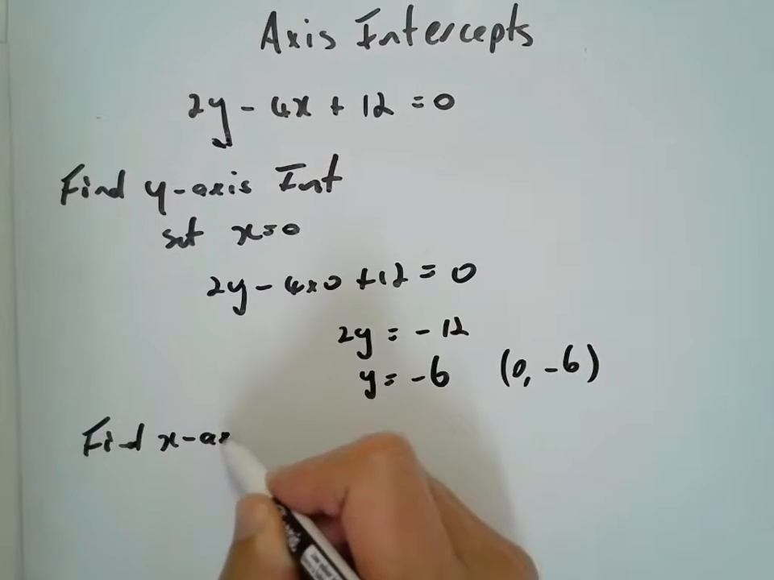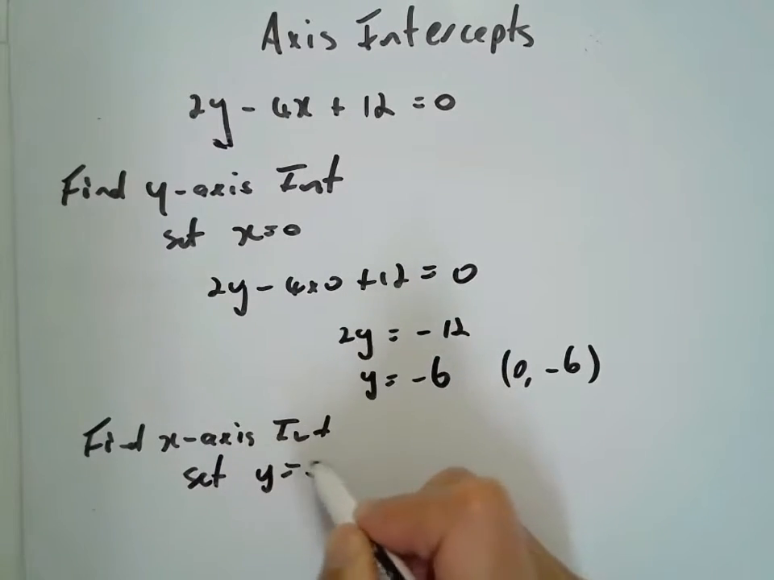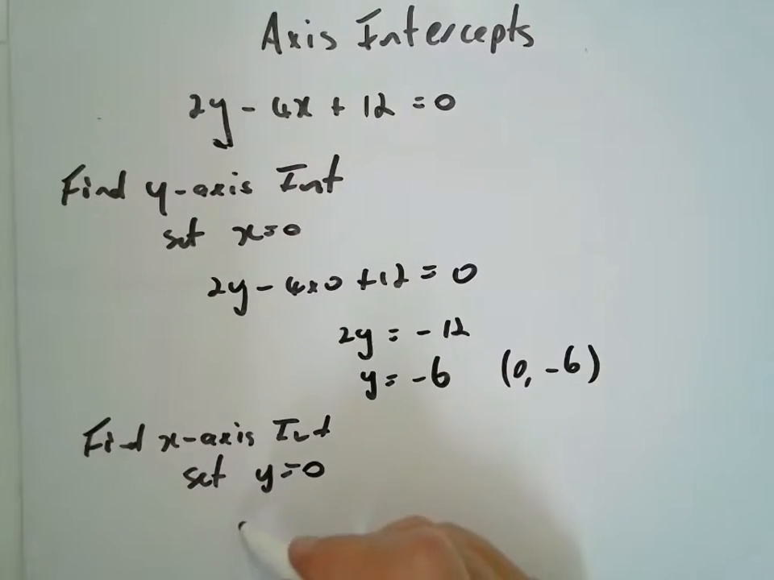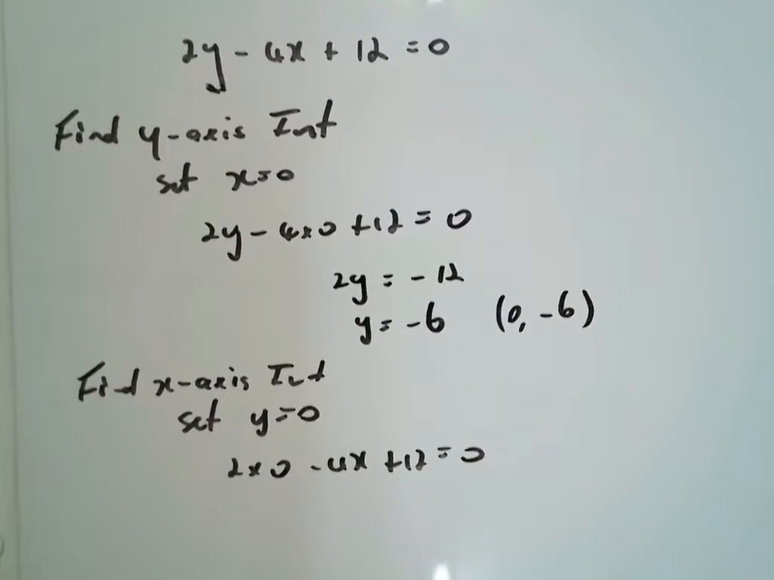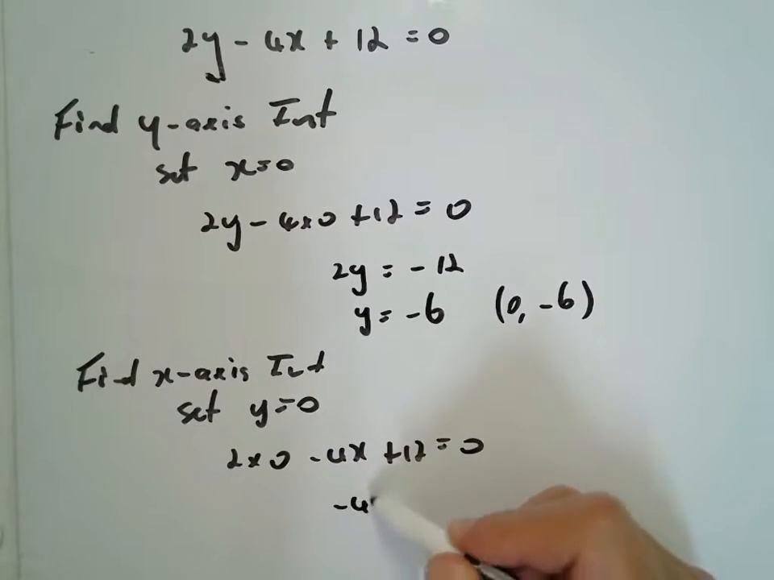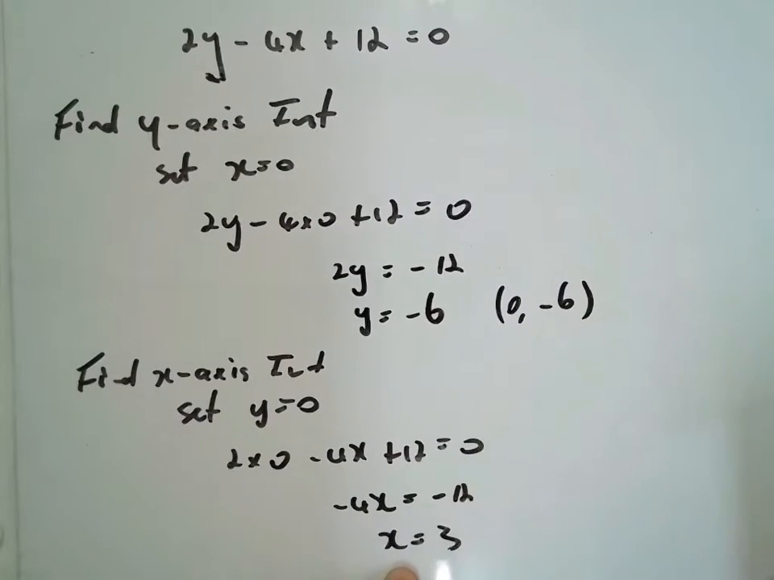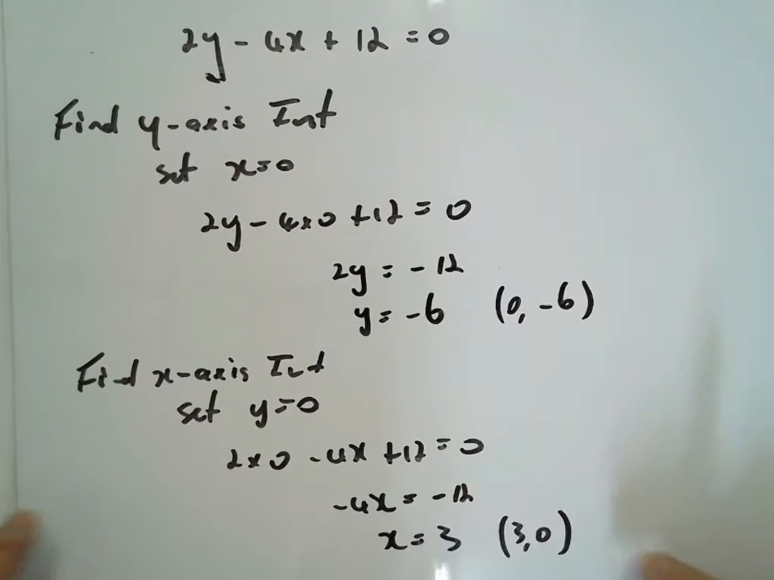When we find the x-axis intercept, we're going to set y equal to 0. So this is going to be 2 times 0 minus 4x plus 12. Clearly that's 0. Minus 4x equals minus 12, and x equals 3. So that's going to be the point 3, 0. So that's my y-axis intercept, that's my x-axis intercept, job done.